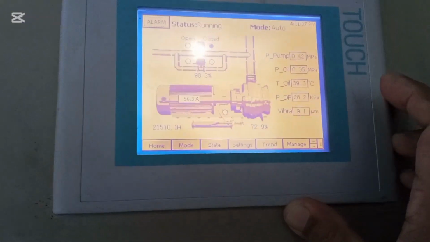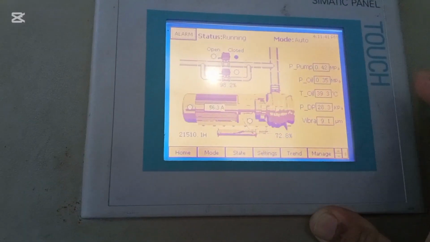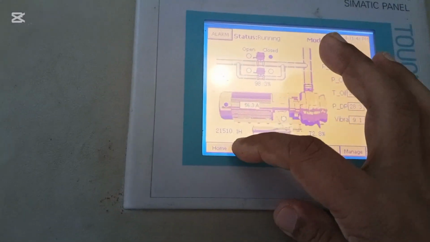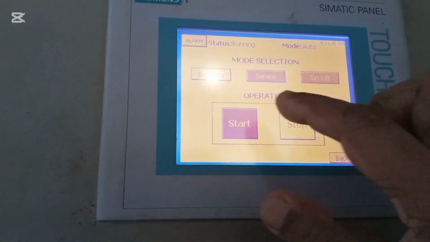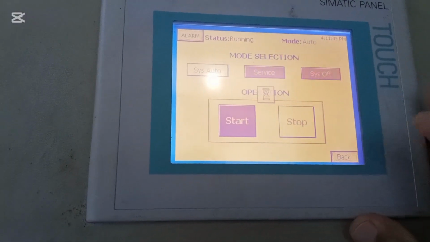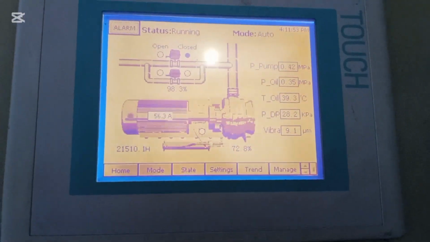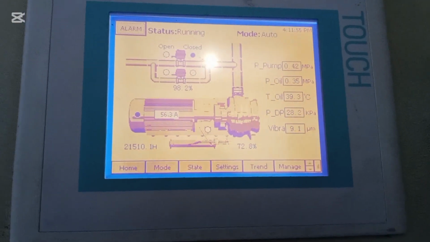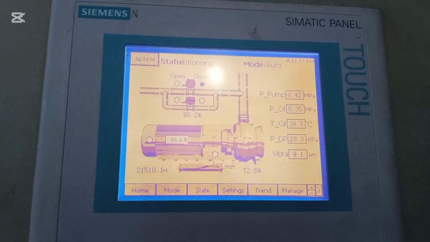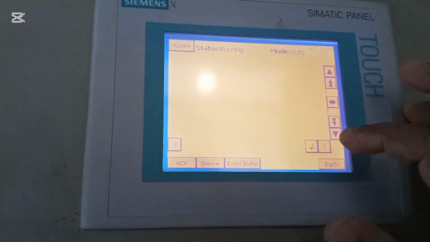This is now running in auto mode. We can say the system is in auto mode. We can sense it, but the HMI was hung and stuck, and it was not possible to change anything. This is the alarm page. There is no alarm and the blower is running.